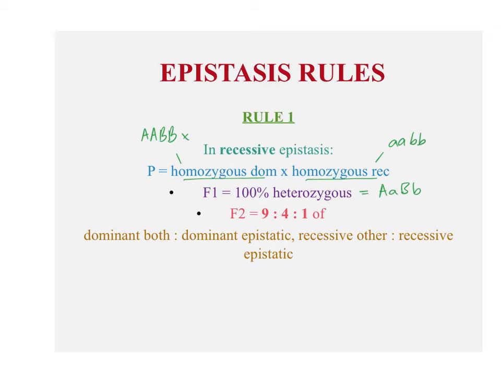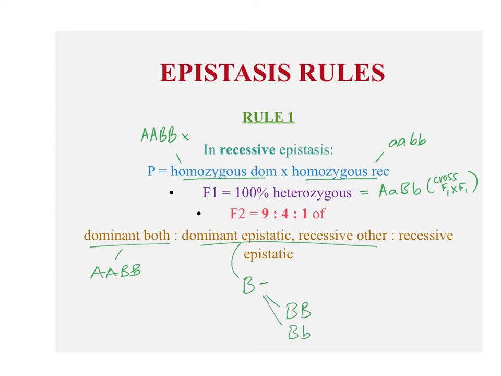And then if we cross those again, so if we cross F1 times the F1, then we end up with a 9:4:1 ratio of dominant both, i.e. big A, big B, to 4 dominant epistatic recessive other. Now that means that our epistatic alleles are going to be dominant, so we know that we're looking at big B something, so that could either be two big B's or big B, little b. And recessive other means that we're looking at two of our recessive A alleles, the ones that are controlled by the presence or absence of that epistatic gene.